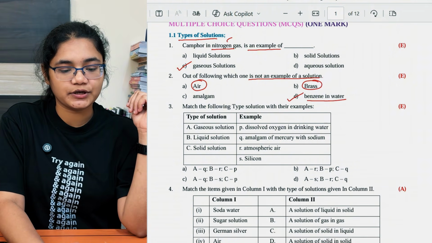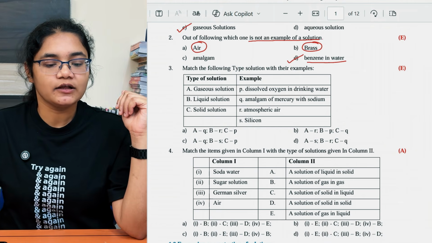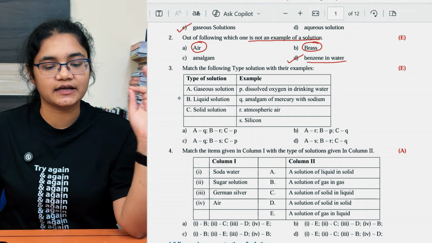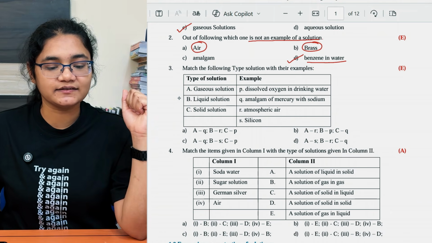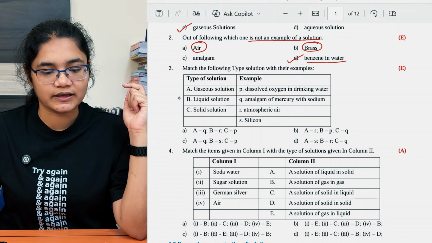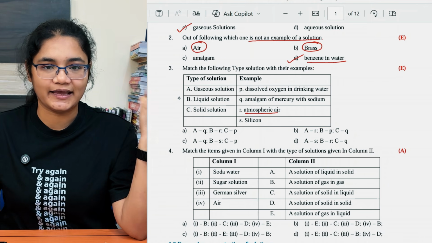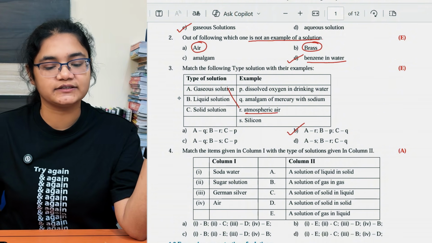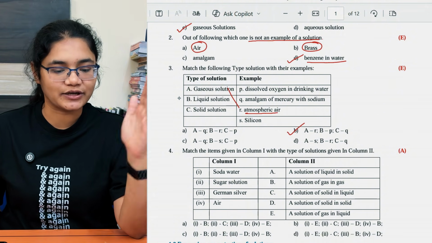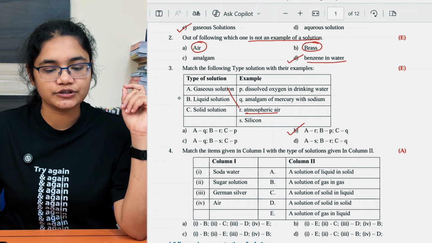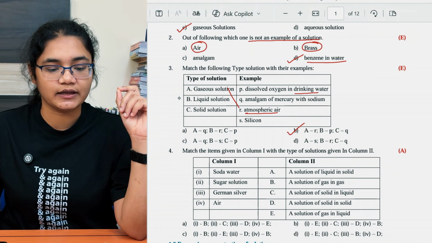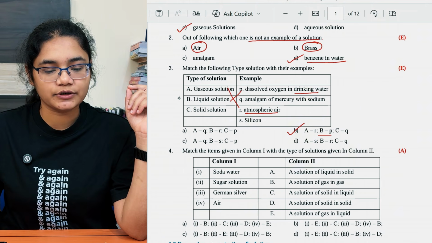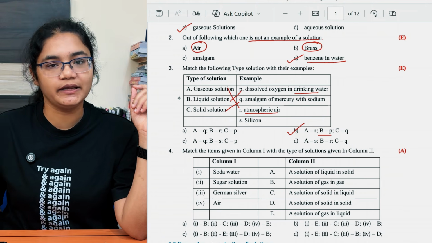Next, moving to question number 3, match the following. Okay, so here gaseous solution, liquid solution, solid solution are given, their examples are given, we need to match them. In a gaseous solution, the solvent will be a gas. So you can see here atmospheric air, air is also a gas, so A will be R. So I can see AR, only one option is there, so option number B here. But let's check the other options as well. Liquid solution, the solvent has to be liquid, so drinking water, so B will be P here, right? B is P. And solid solution, amalgam of mercury with solid, C will be Q here.